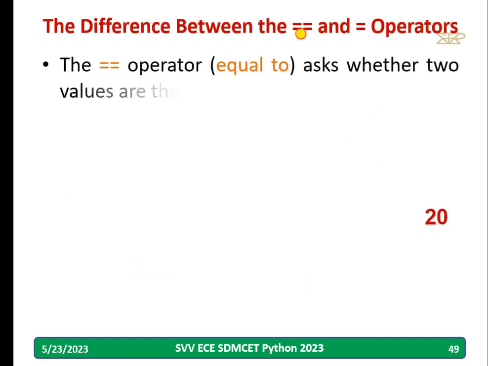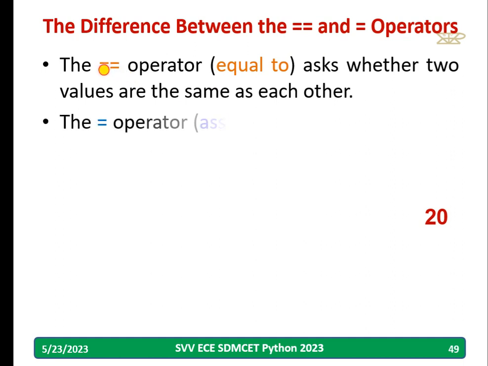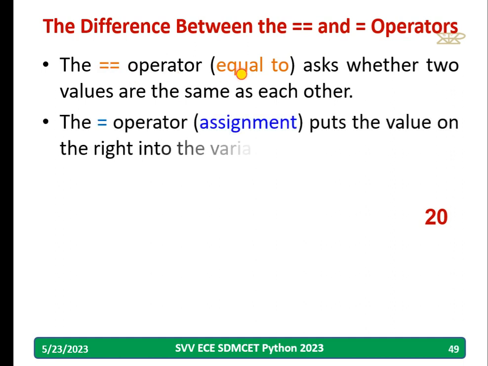The difference between these two is very important. When I use double equal to, I am comparing, whereas when I use single equal to, I am assigning. So these are the two important points. Read it twice. You can pause the video, try to understand these two lines, and you can execute some statements so that you can remember these two.